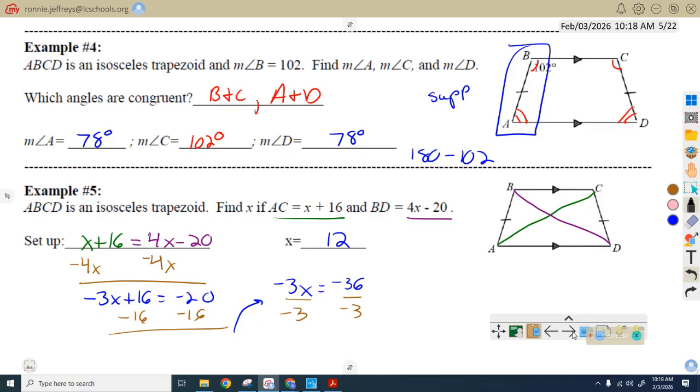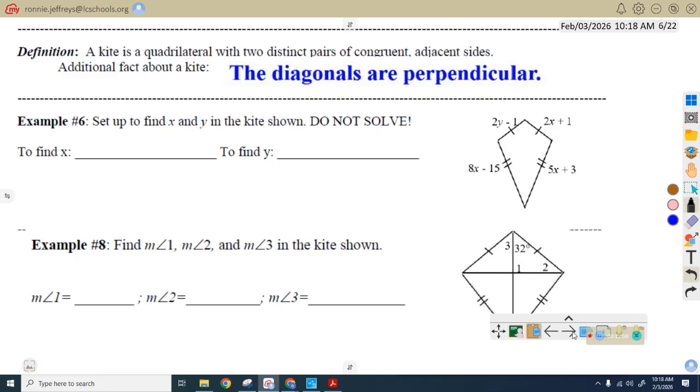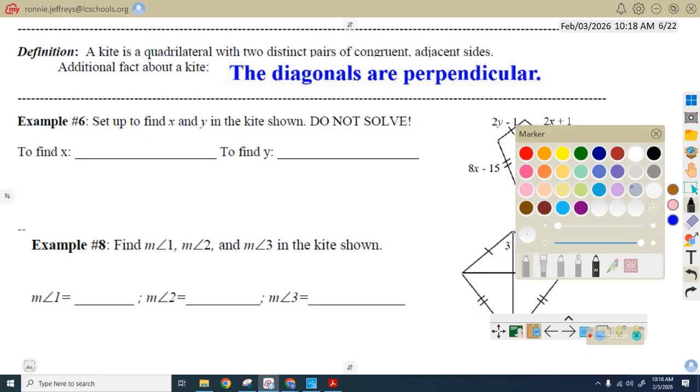Alright. So, a kite, it looks like the old school versions of kites. Diagonals are perpendicular. That will help us. Also, it has distinct pairs of congruent adjacent sides. That means that if they're right beside each other, they should be congruent, like these little ones. All right. Now, it says set up and do not solve. That is going to be paramount for a lot of the stuff that you're going to see on the test.